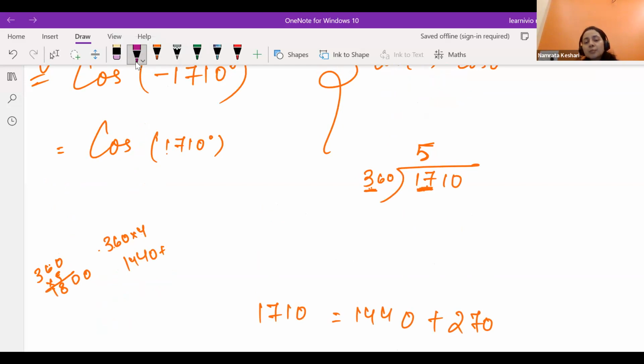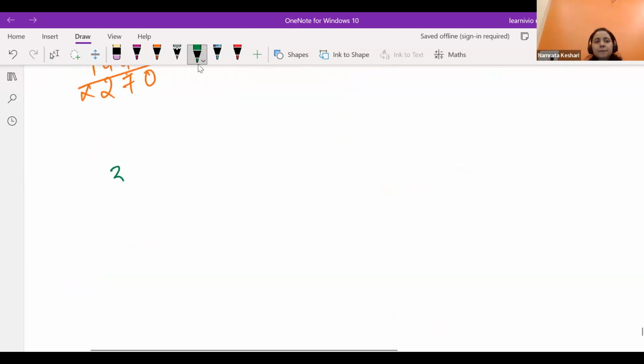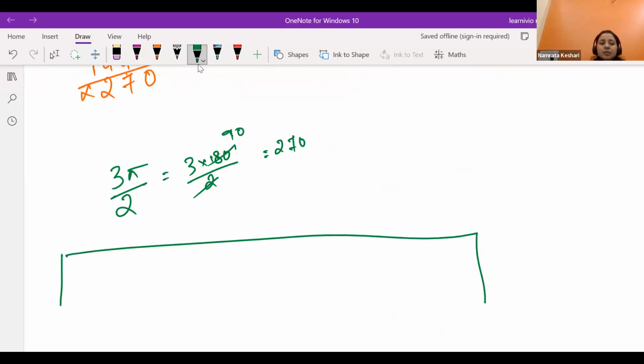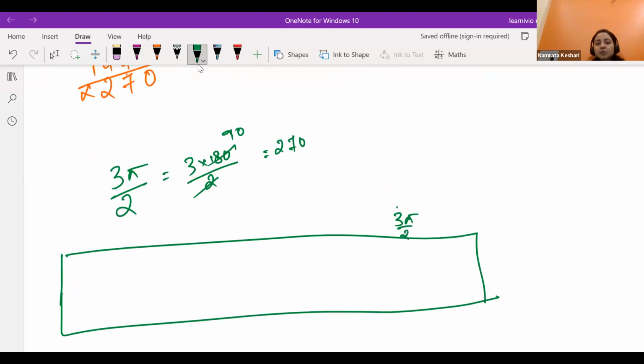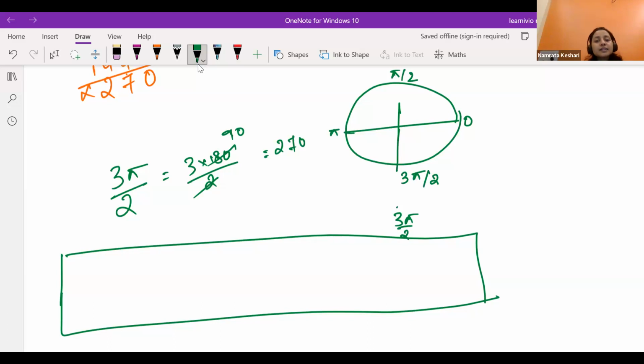When we created the updated form of the table, there we wrote 3 pi by 2, which is 270 degree. In the unit circle, if I help you recall, this is 0, this is pi by 2, this is pi, and this is 3 pi by 2. The coordinate here is, since it's a unit circle, x is 0 and y is -1.